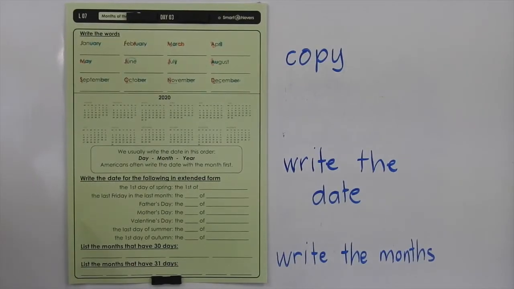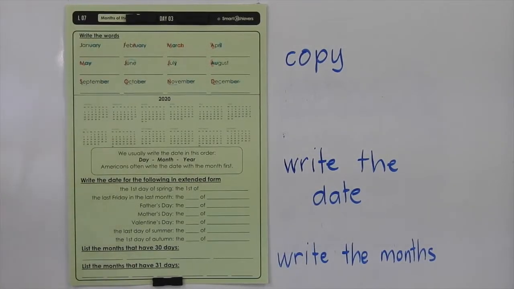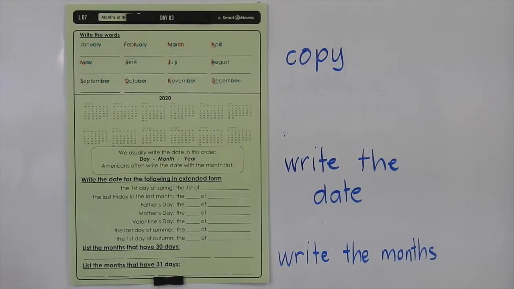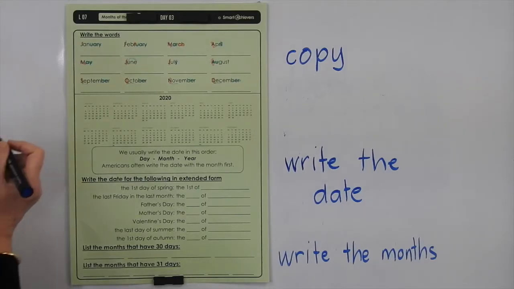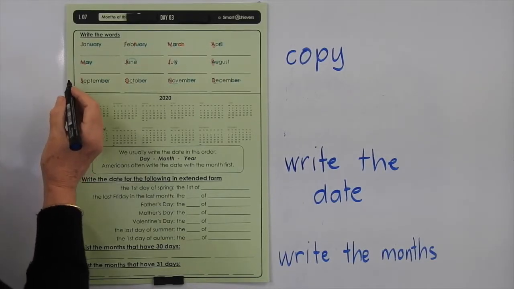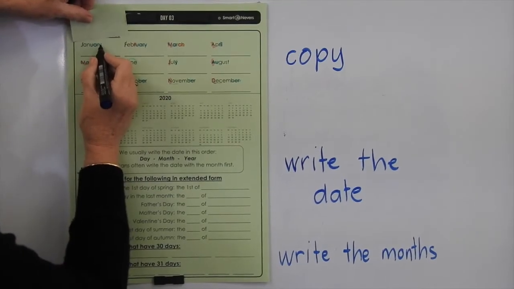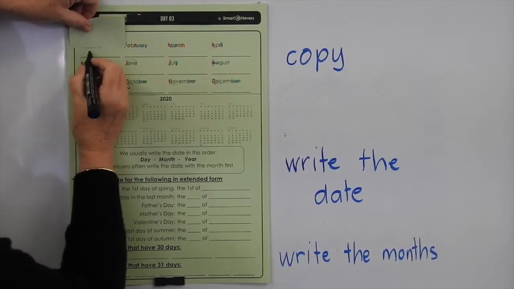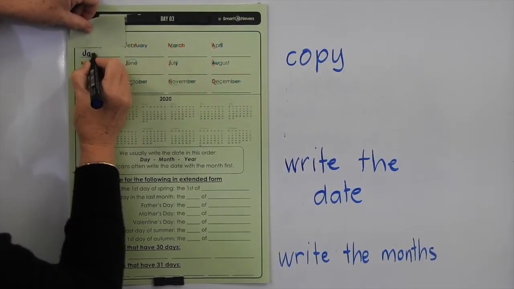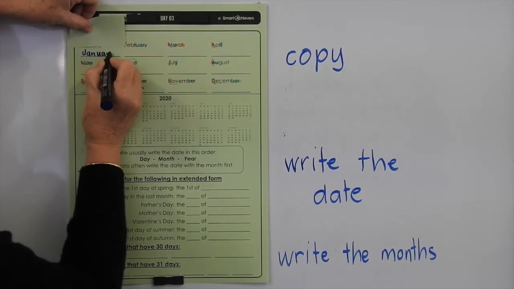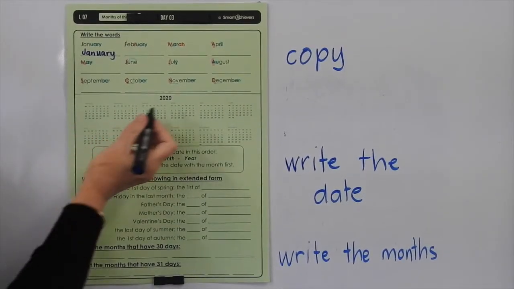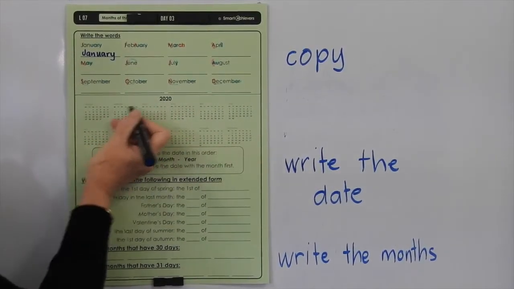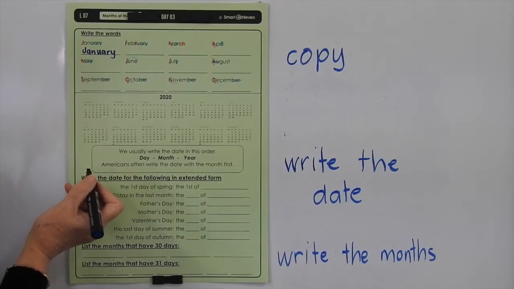Okay, so let's read, sound and spell them, like January. Probably breaking them up into syllables will help. January, January, so the Y is making its E sound at the end of this word. So January. You can finish those on your own. Now we've got a 2020 calendar here for you to refer to.